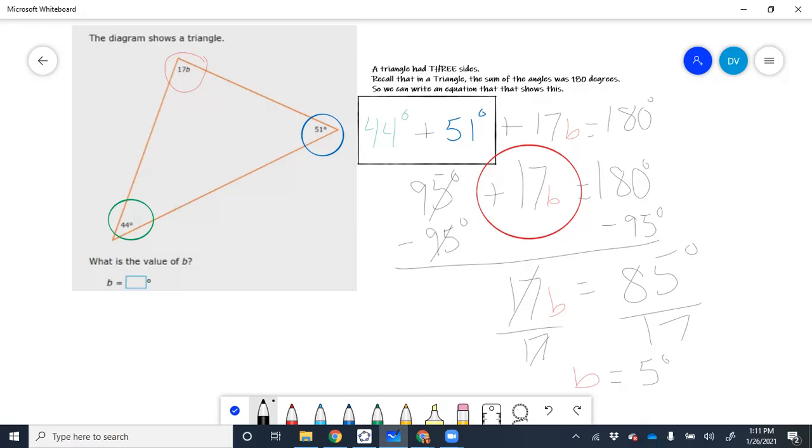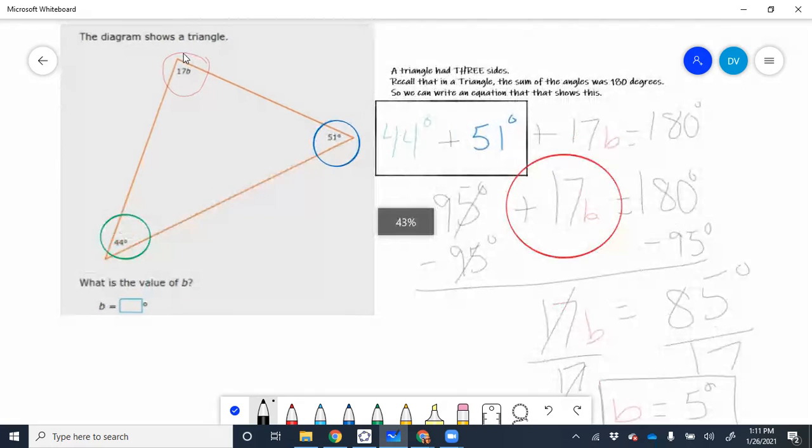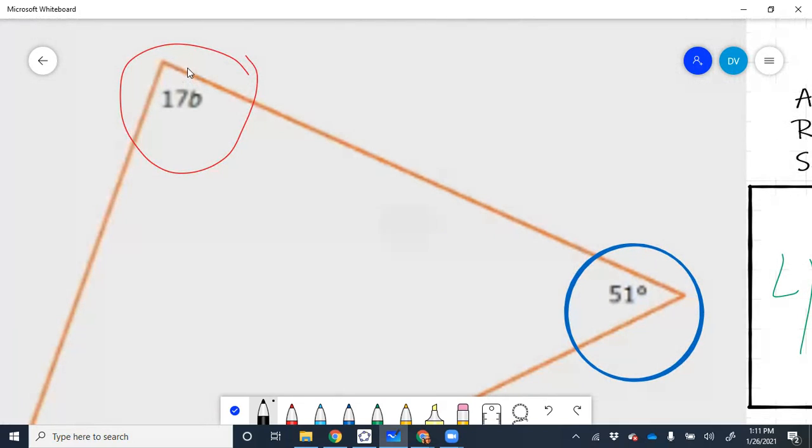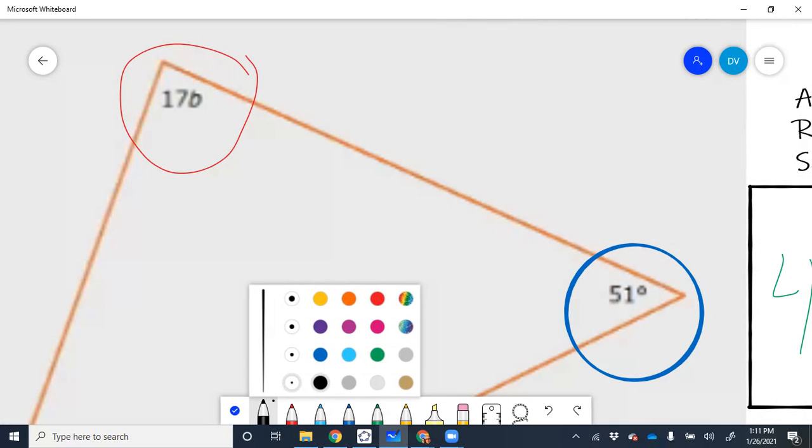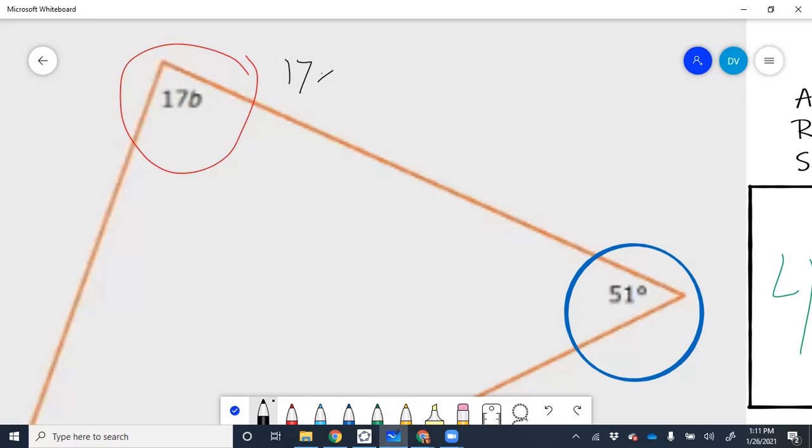That's our answer. But before we put it in, since this is IXL and it'll take points off if we make a mistake, let's check to make sure that we didn't make a mistake. B is 5. So whenever we see B, we should be able to replace it with 5 degrees. There's a B up here in this red part of the triangle. What it says is 17 times B. And if B is 5 degrees, we should be able to multiply 17 times 5 degrees, and I think that'll be 85 degrees. I'll write it in red. So the red angle is 85 degrees.